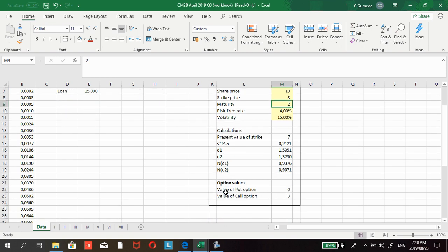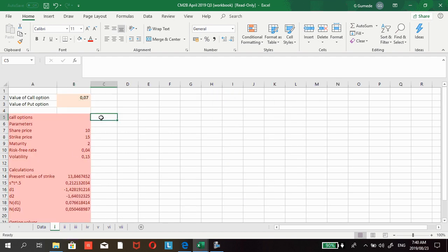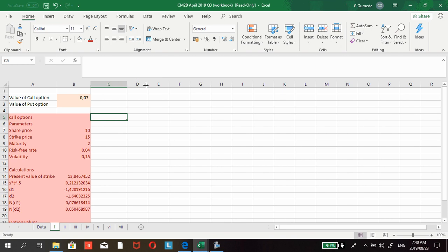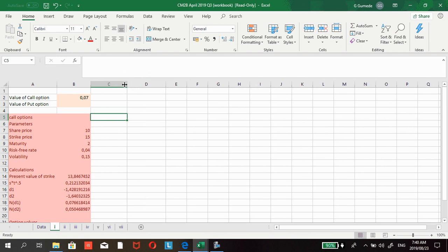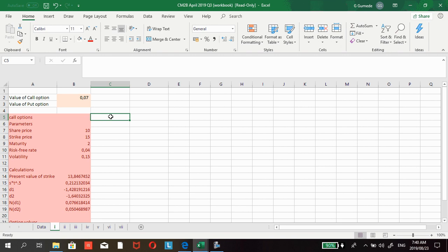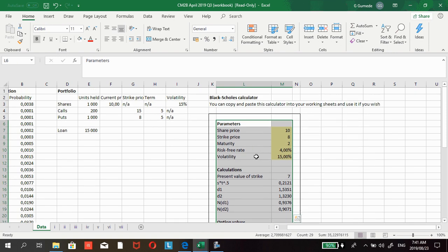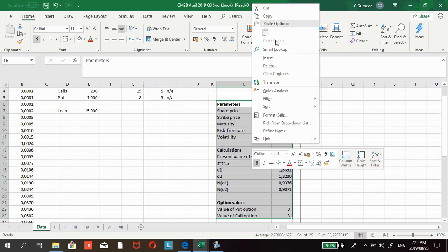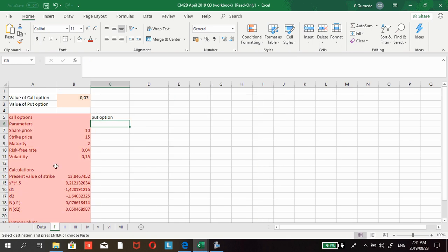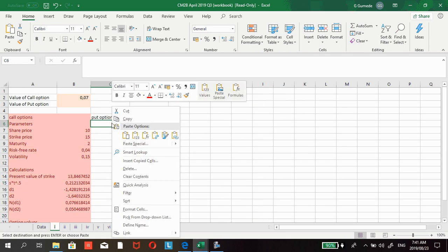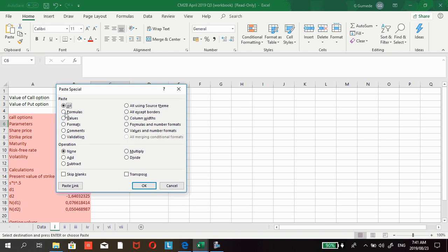And you see also the value of the put option is 0. But if you actually show the examiner your workings, as I've been explaining in previous sessions, you will see that it is not equal to 0. So for the put option, this is what we have got. I'm going to come here and copy my workings and show the examiner my workings so that I can get all necessary marks. Now I'm going to come here and paste my workings.